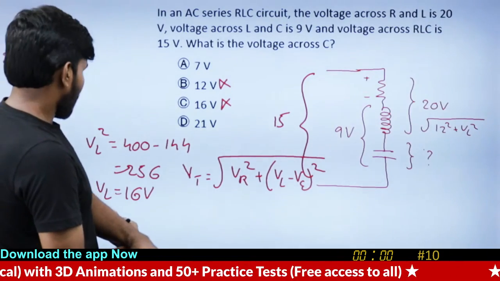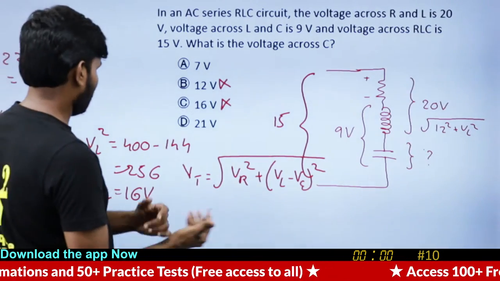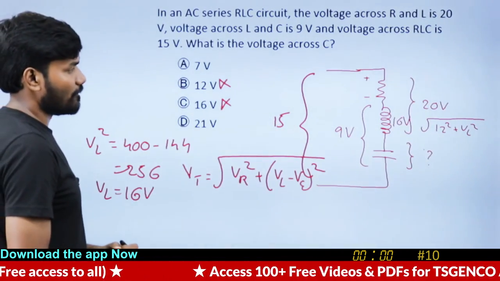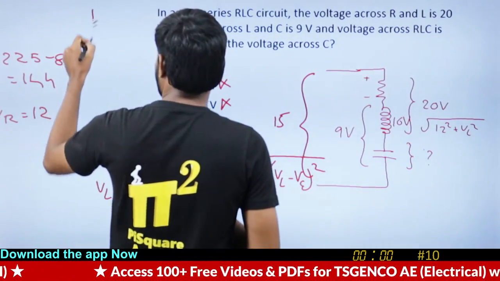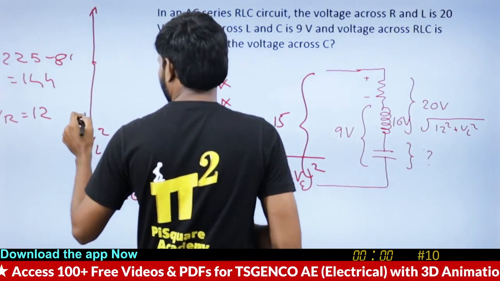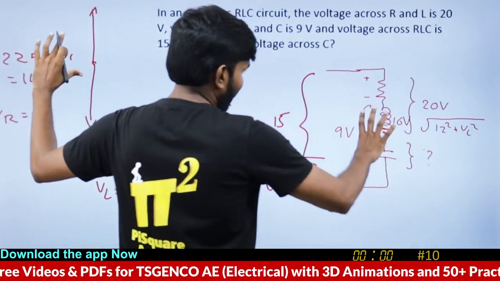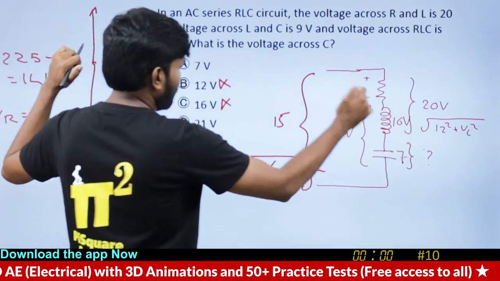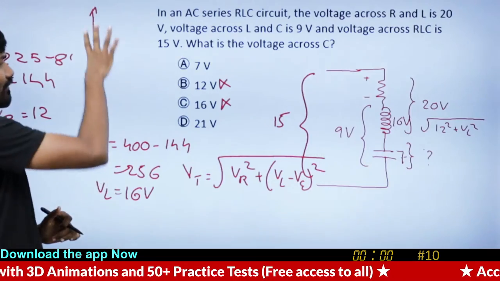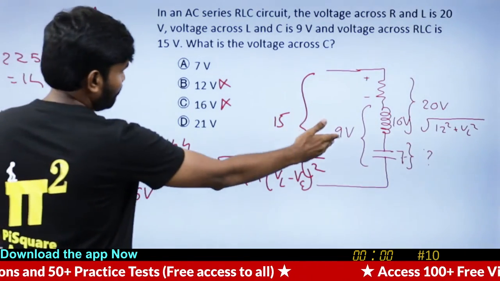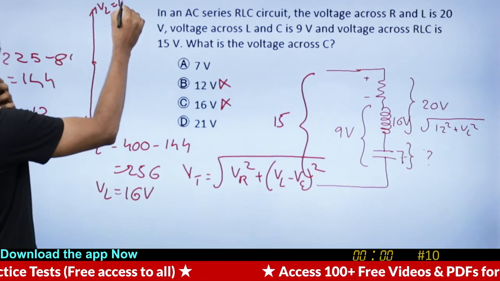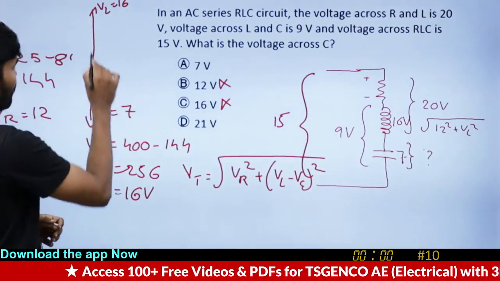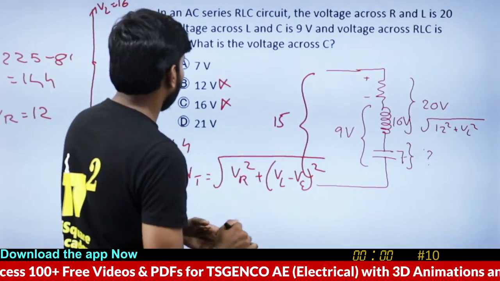But this is lengthy once again. Do you have any other method? No. This is 16 volts we got. This voltage is 16 volts. Now VL is, suppose, upwards, VC is downwards. This is 16, this is 7, the resultant will be 9. This is VL, which is equal to 16. This is VC, which is equal to 7. Then you will get the resultant as 9. Okay, so answer is A.